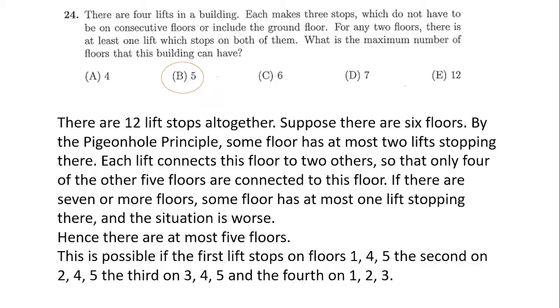By the pigeonhole principle, some floor has at most 2 lifts stopping there. Each lift connects this floor to 2 others, so that only 4 of the other 5 floors are connected to this floor. If there are 7 or more floors, some floor has at most 1 lift stopping there, and the situation is worse. Hence there are at most 5 floors, giving the answer B. This is possible if the first lift stops on floors 1, 4, 5, the second on 2, 4, 5, the third on 3, 4, 5, and the fourth on 1, 2, 3.